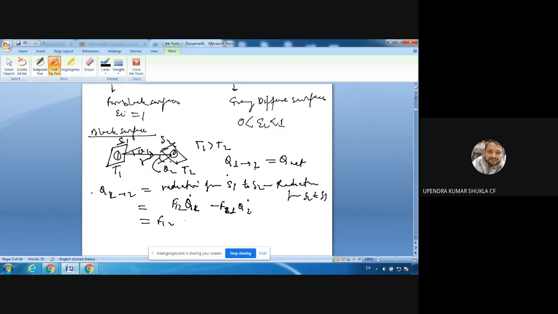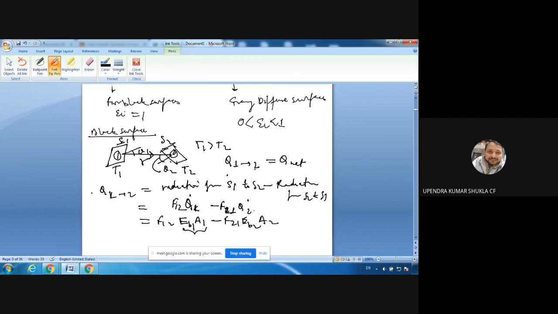Now what is Q1 dot? Q1 dot is the heat transfer rate. Both are black bodies, so the emissive power of the first black body is Eb1. Now you need to multiply by area. Why? Because emissive power is energy emitted per unit area per unit time, but here we are concerned with the heat transfer rate, per unit time only. So you need to multiply the emissive power with area: F12 Eb1 A1 minus F21 Eb2, the emissive power of black body 2, times area A2.